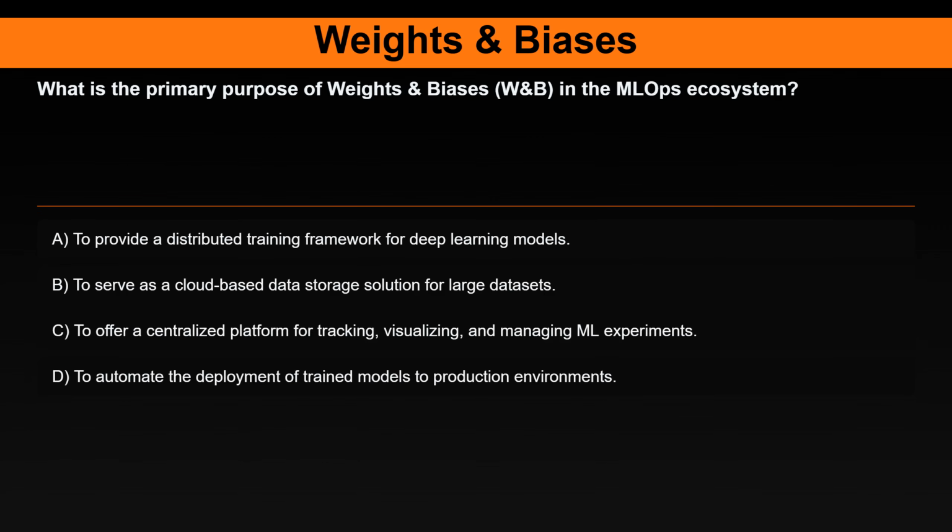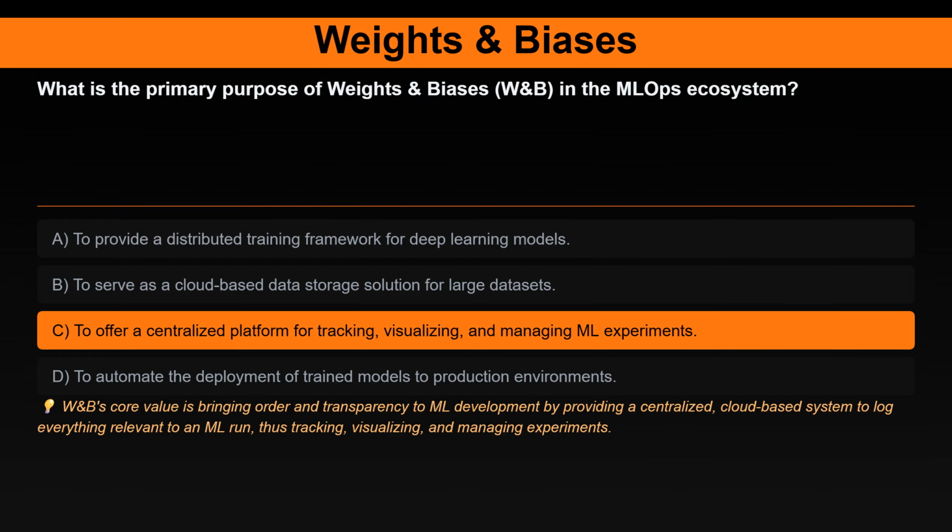Question 19. What is the primary purpose of Weights and Biases, W&B, in the MLOps ecosystem? Option A. To provide a distributed training framework for deep learning models. Option B. To serve as a cloud-based data storage solution for large datasets. Option C. To offer a centralized platform for tracking, visualizing, and managing ML experiments. Option D. To automate the deployment of trained models to production environments.